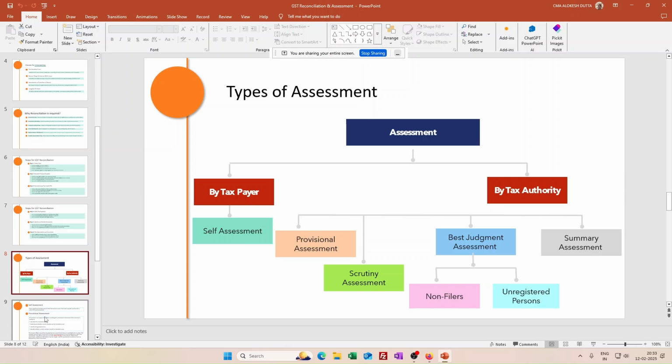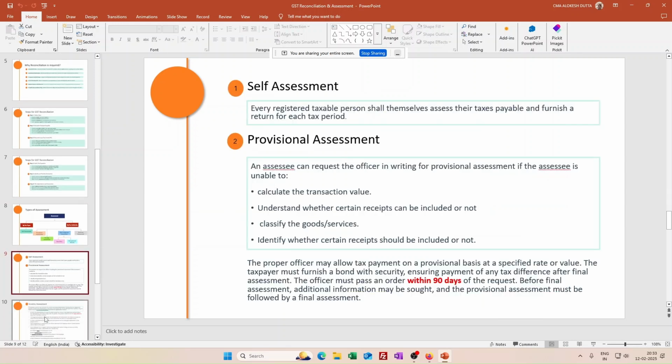Now, first, self-assessment. Every registered taxable person shall themselves assess their taxes payable and furnish a return for each tax period. That means before filing GSTR 3B, all assessees must assess their tax liability. Now, what is provisional assessment?